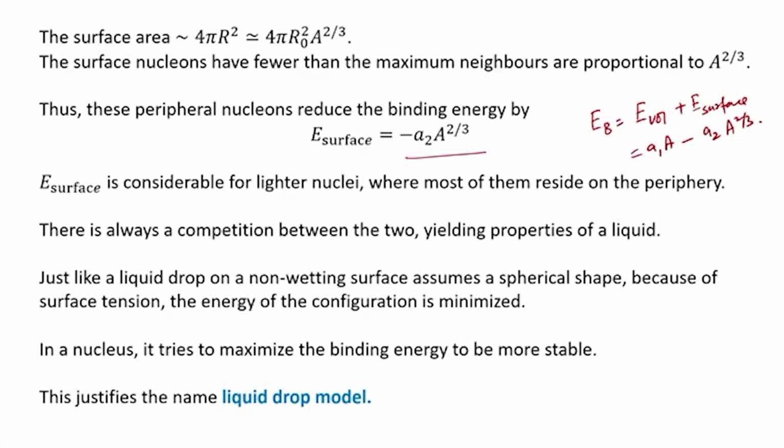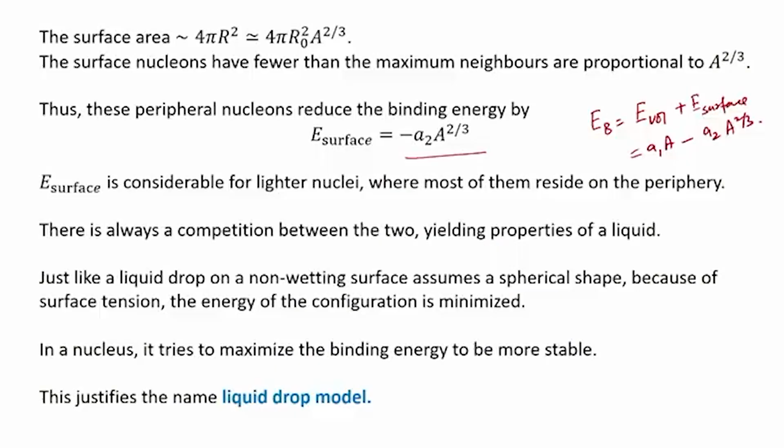So, this is just like a liquid drop on a non-wetting surface assuming a spherical shape. Because of surface tension, the energy of this configuration is minimized. The spherical shape forms to minimize the energy, and we see a similar thing here: the surface term is bringing down the binding energy, so that stable nuclei are formed. So, this justifies the name liquid drop model.